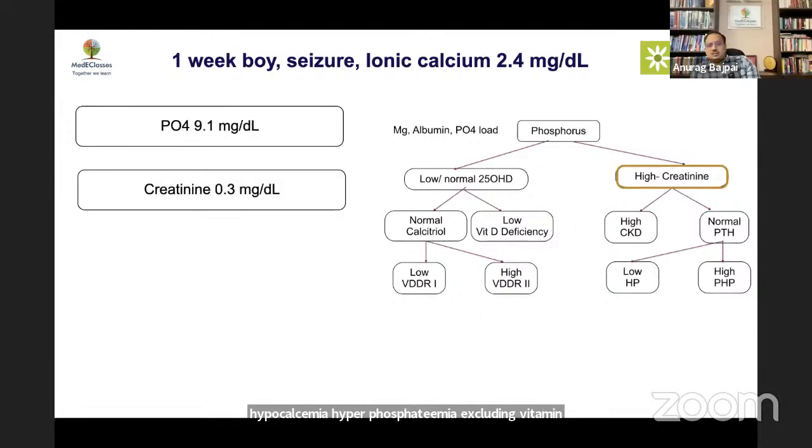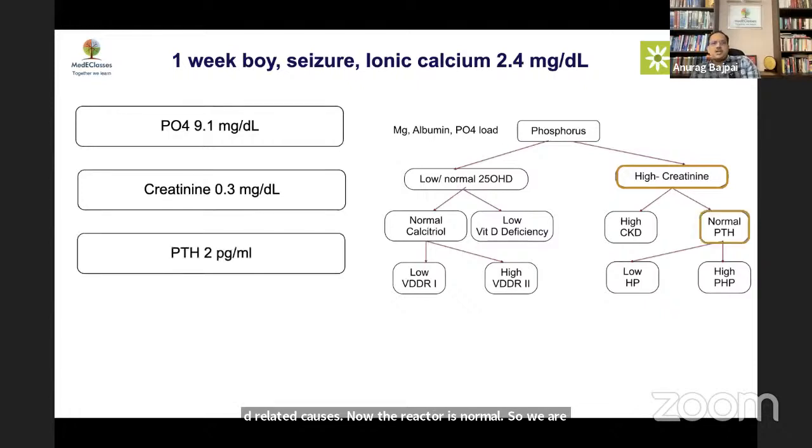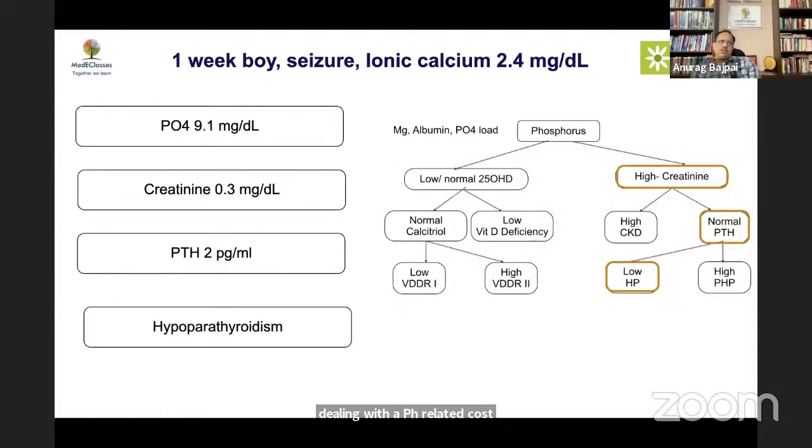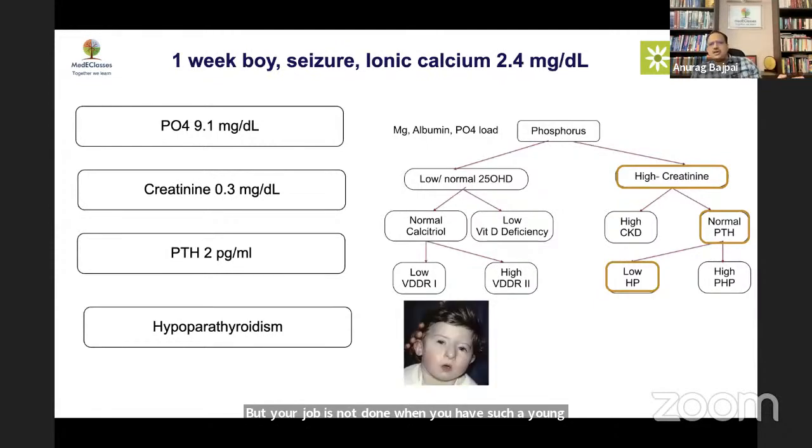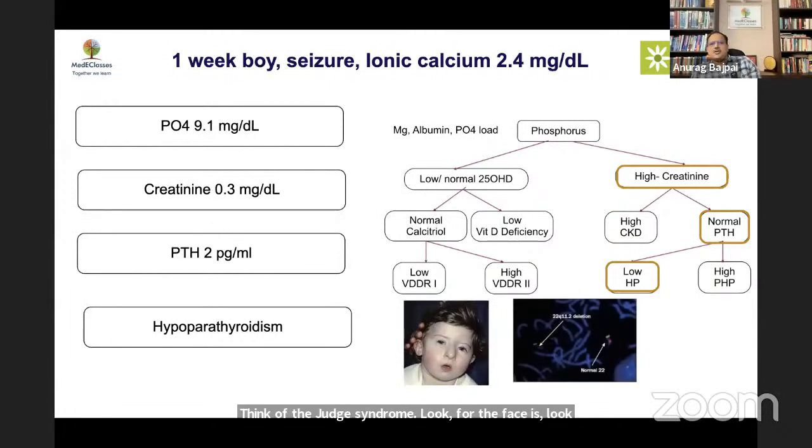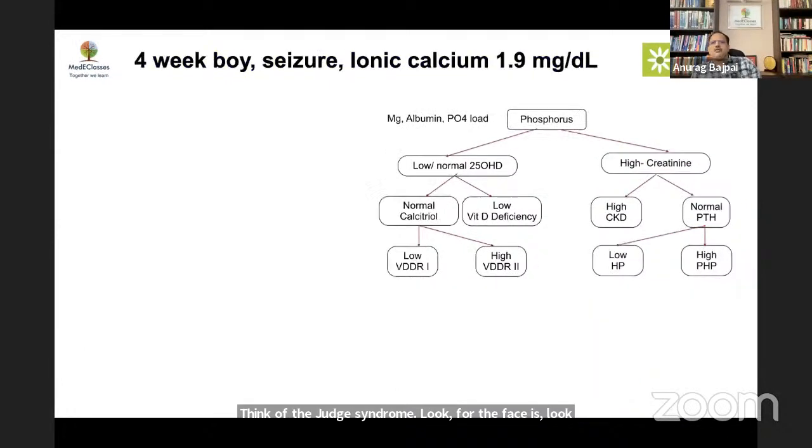Now the creatinine is normal. So we are dealing with a PTH related cause. The PTH level is low, suggesting hypoparathyroidism, but your job is not done. When you have such a young infant with hypoparathyroidism, think of DiGeorge syndrome. Look for the facial features, look for the cardiac defect, and do a FISH to identify this, because there are huge implications in that setting.